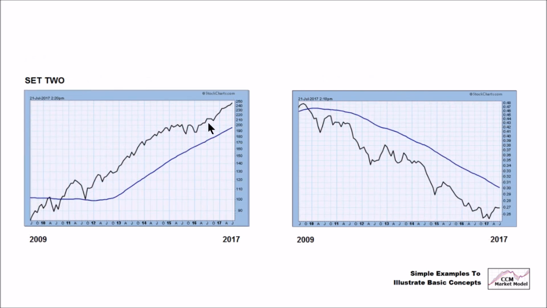We would prefer to own the clear uptrend on the left over the clear downtrend on the right. This chart is dated July 21st, 2017, and July 21st, 2017 on the right as well. What are we looking at? This is the S&P 500 SPY long-term bullish trend. And this is foreign stocks, EFA in the ETF world, relative to the S&P 500.